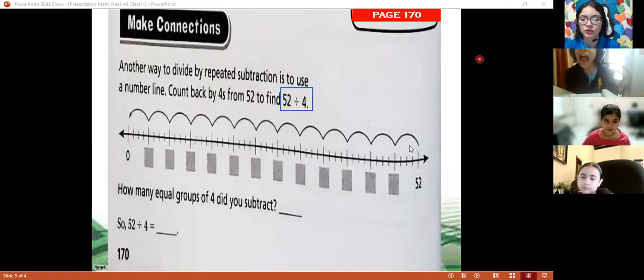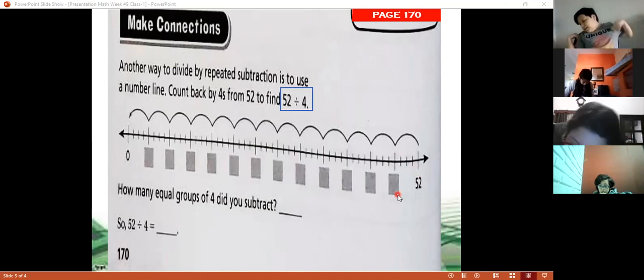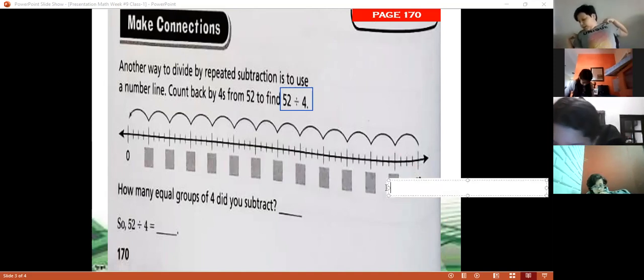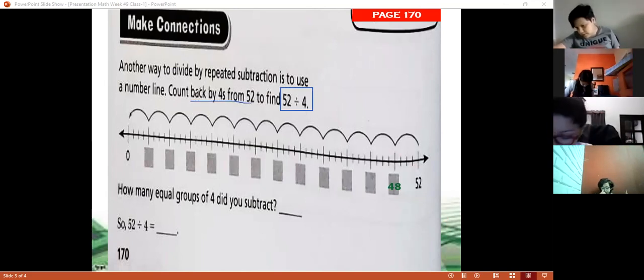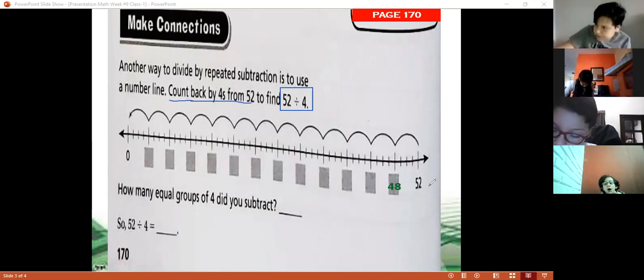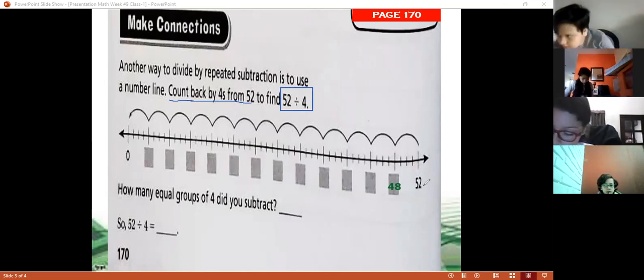So we're going to say 52, 51, 50, 49, 48. We count back 4 times. So it's going to be 48 here. Let's write 48. Why 48, class? Remember, it says count back by 4s from 52. So 52, 51, we count 4, 51, 50, 49, and here is 48.